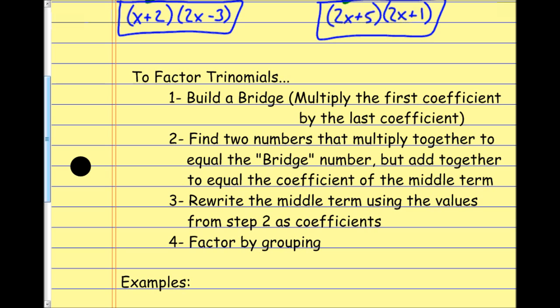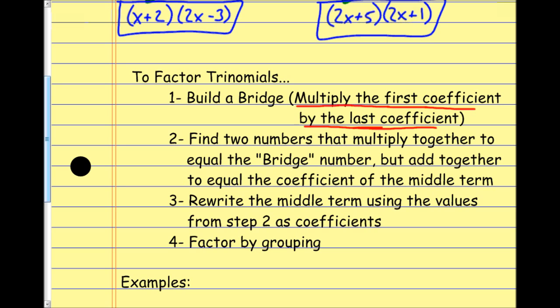That's just a nice way of reminding myself that I'm going to multiply the first coefficient by the last coefficient. Okay? In other words, the first term by the last term. First number times the last number, and I come up with this bridge number, this magic number that I'm going to play with. Okay? So I build a bridge. I multiply the first number by the last number.